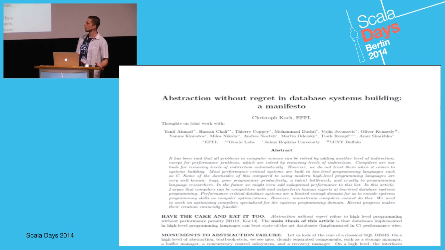And now our collaborators are writing these manifestos, basically saying, look, we should use these high-level languages in systems development, right? And there are things in there like have the cake and eat it too. And the main thesis of this article is that databases implemented in high-level programming languages can beat state-of-the-art databases implemented in C performance-wise, right? Which is something that is not obvious and not something people in the systems community are ready to believe, really.